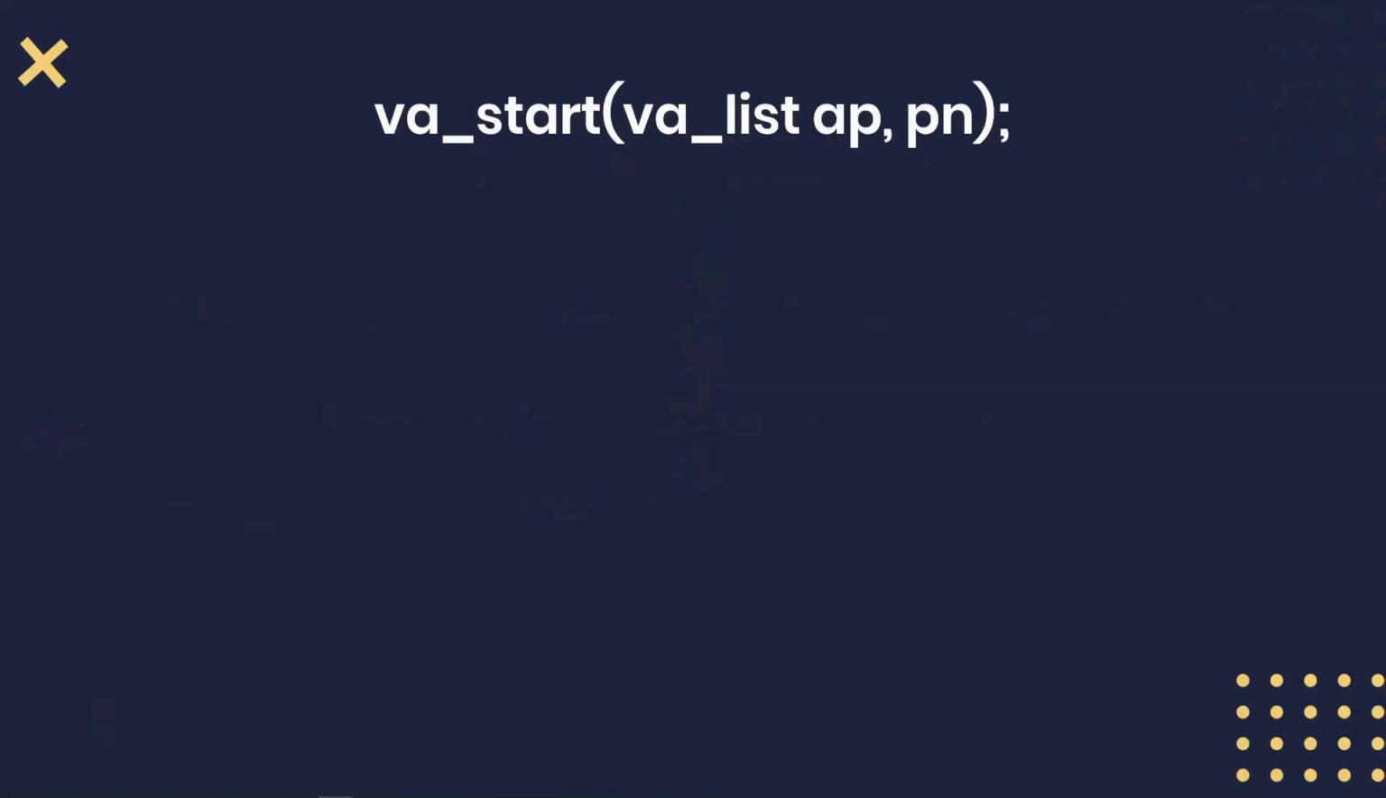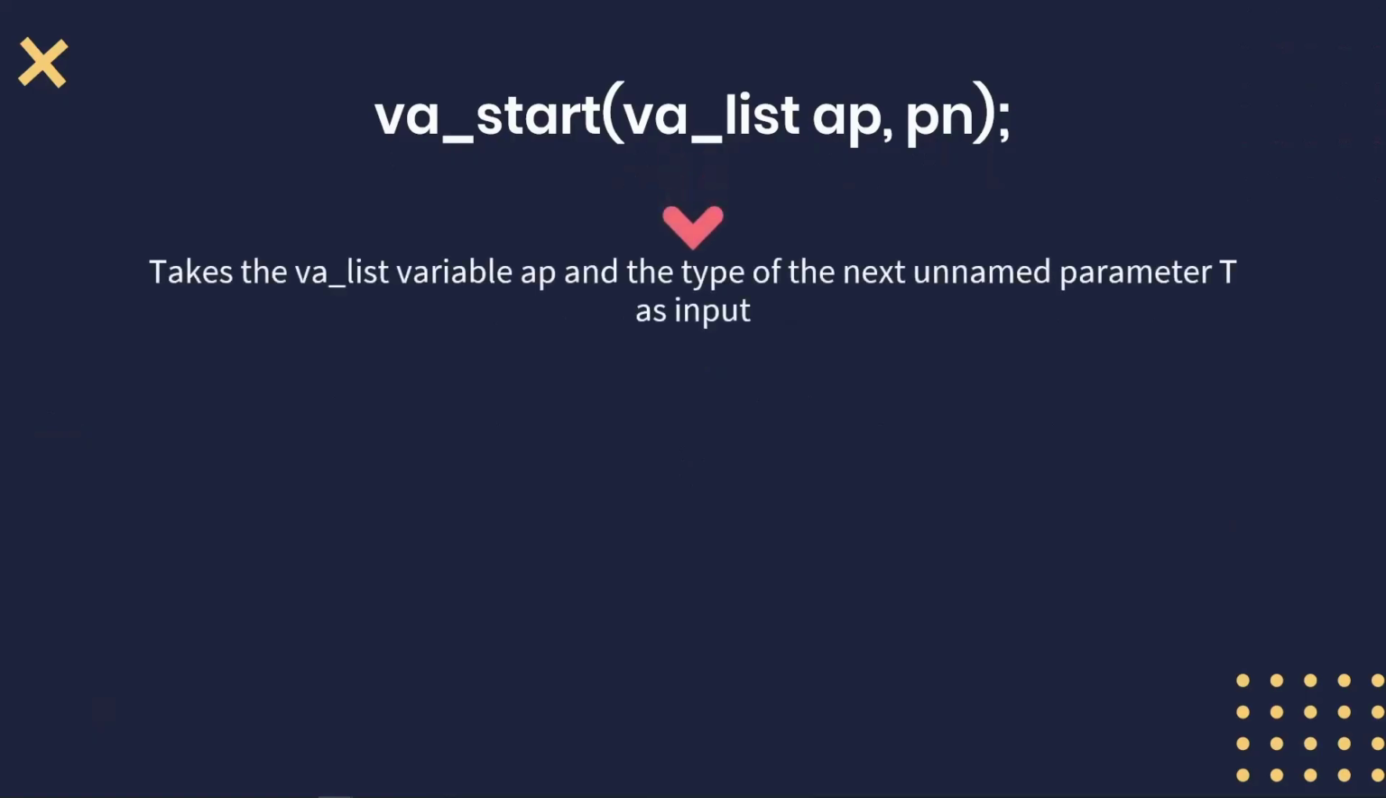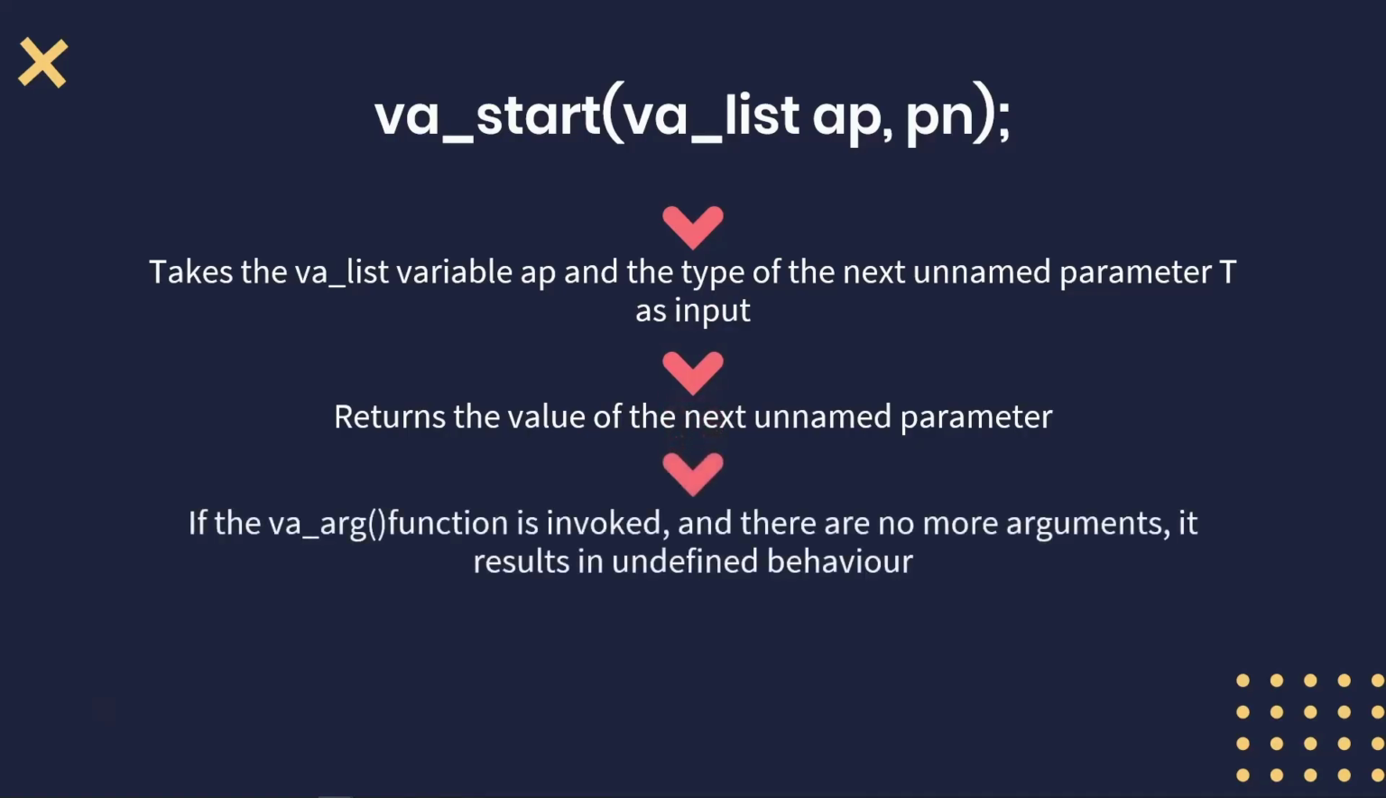After this initialization process, we then have a macro retrieving the value of the next unnamed parameter. It takes the VA list variable AP and the type of the next unnamed parameter T as input and returns the value of the next unnamed parameter. The assumption here is that an actual argument is always passed. This means that if the VARG function is invoked and there are no more arguments, it results in undefined behavior.